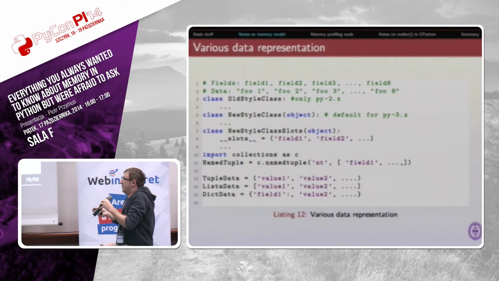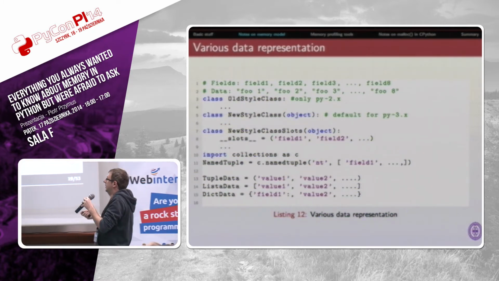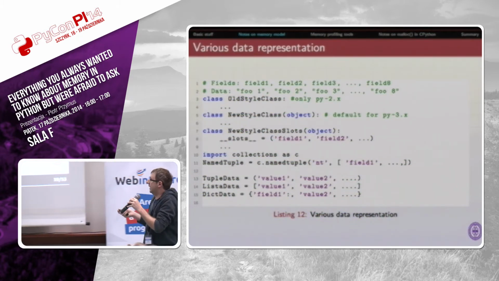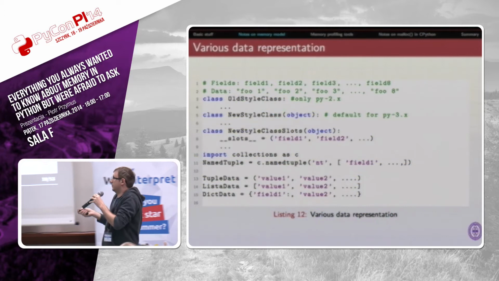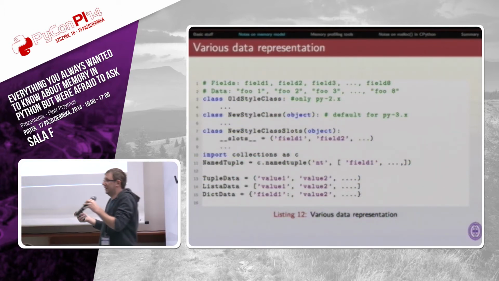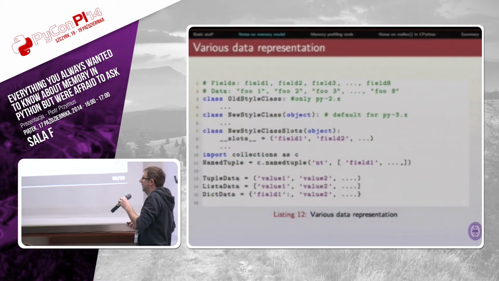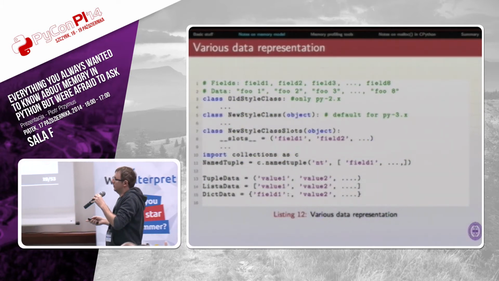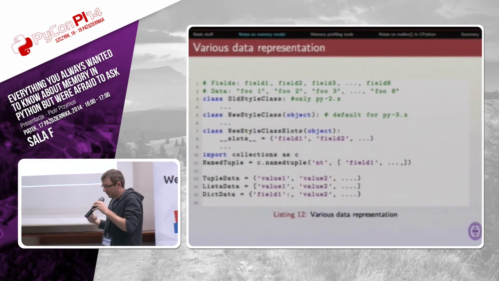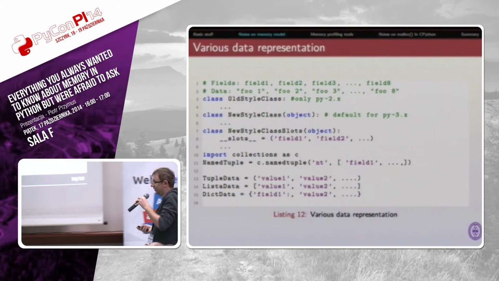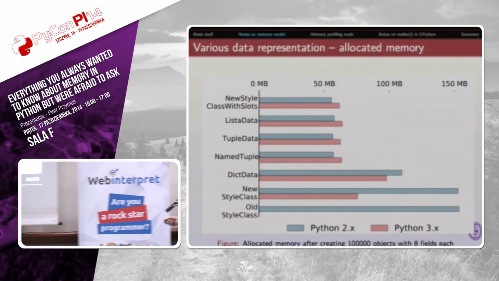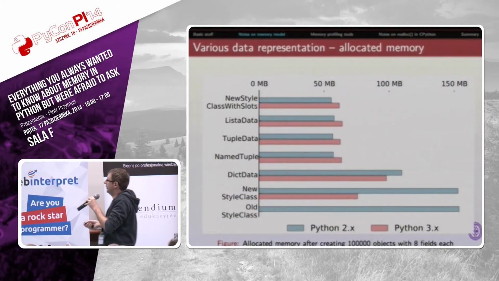But we can do it slightly different. We can use a named tuple, which is from collections, and you can just put the names and the data there. You can use, of course, tuple data and store the field names somewhere else. You can use also lists or dictionary data. So the question is how those representations will affect our memory usage. Here's a test for Python 2 and Python 3.